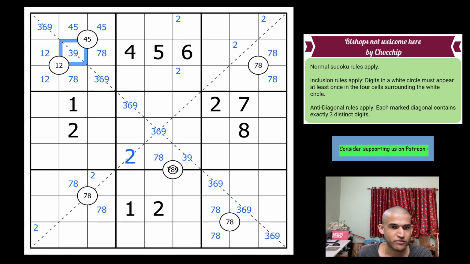Okay, where does the 8 go in box 5? Can't be here. It cannot be in the diagonal because you have 8 outside the diagonal. So 8 goes in one of these 2 cells. By the way, I'm really enjoying the solve so far. It's a really pleasant solve until now. And I wonder why the Sudoku is titled Bishops Not Welcome Here.